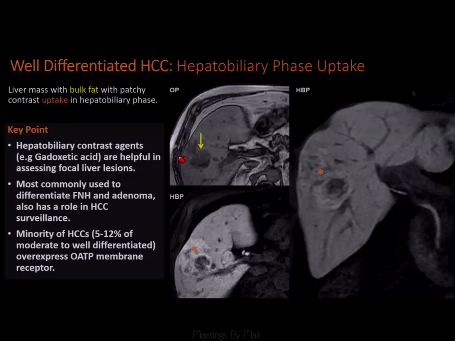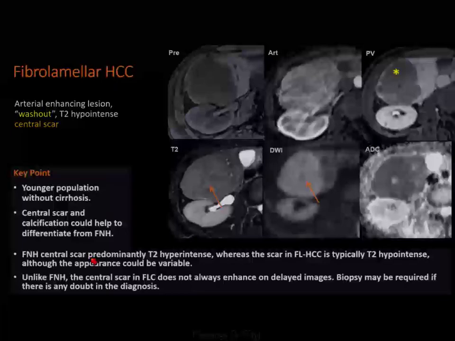Again, if you're using hepatobiliary agents like gadoxetic acid and you're evaluating a lesion, remember HCCs can show uptake of EOVS. In this case, on the out-of-phase imaging there is intravoxel fat, but a portion of this lesion shows heterogeneous uptake of EOVS. It's been shown that this is related to overexpression of OATP membrane receptors, and the degree of expression of this membrane receptor has a reverse correlation with the grade of HCC. So well-differentiated HCCs can show uptake of EOVS.